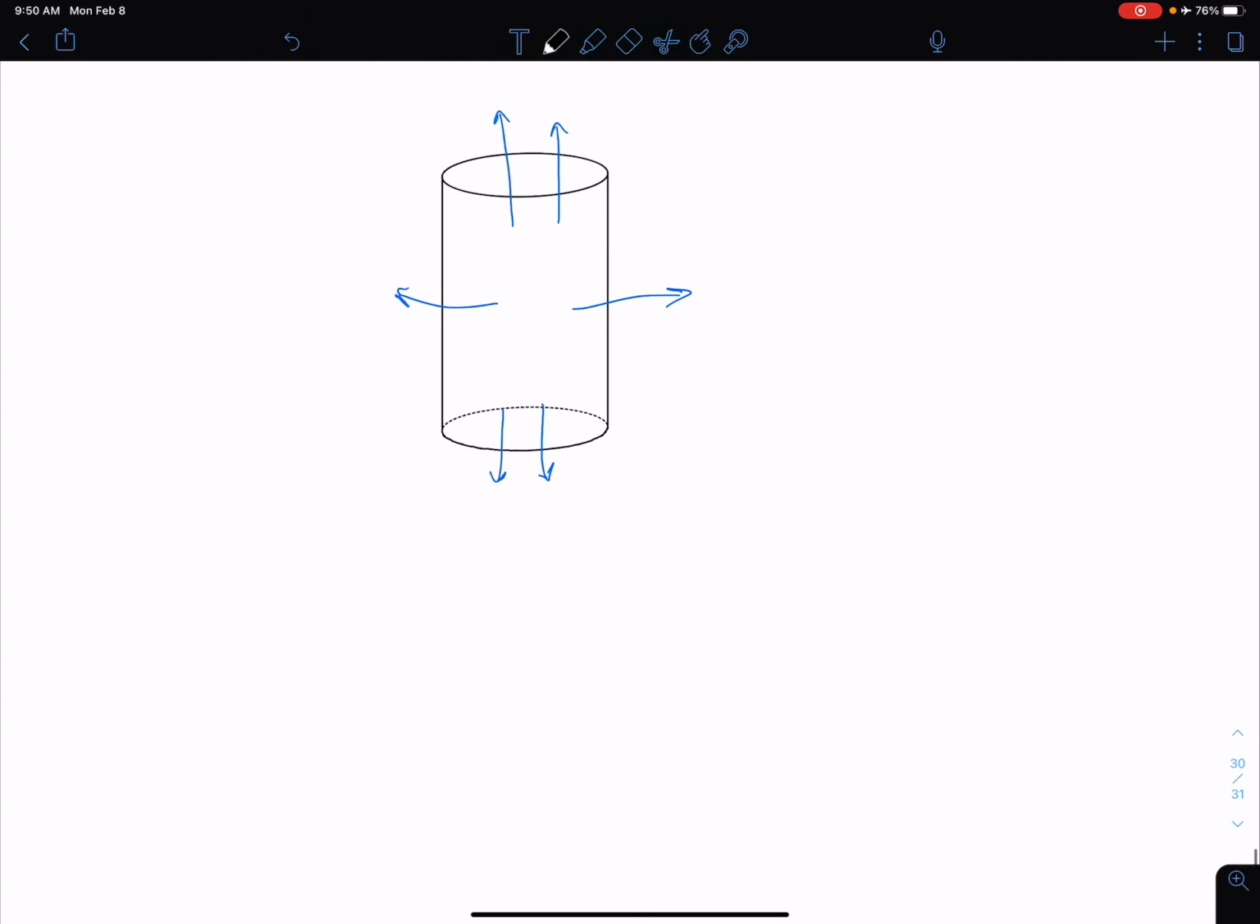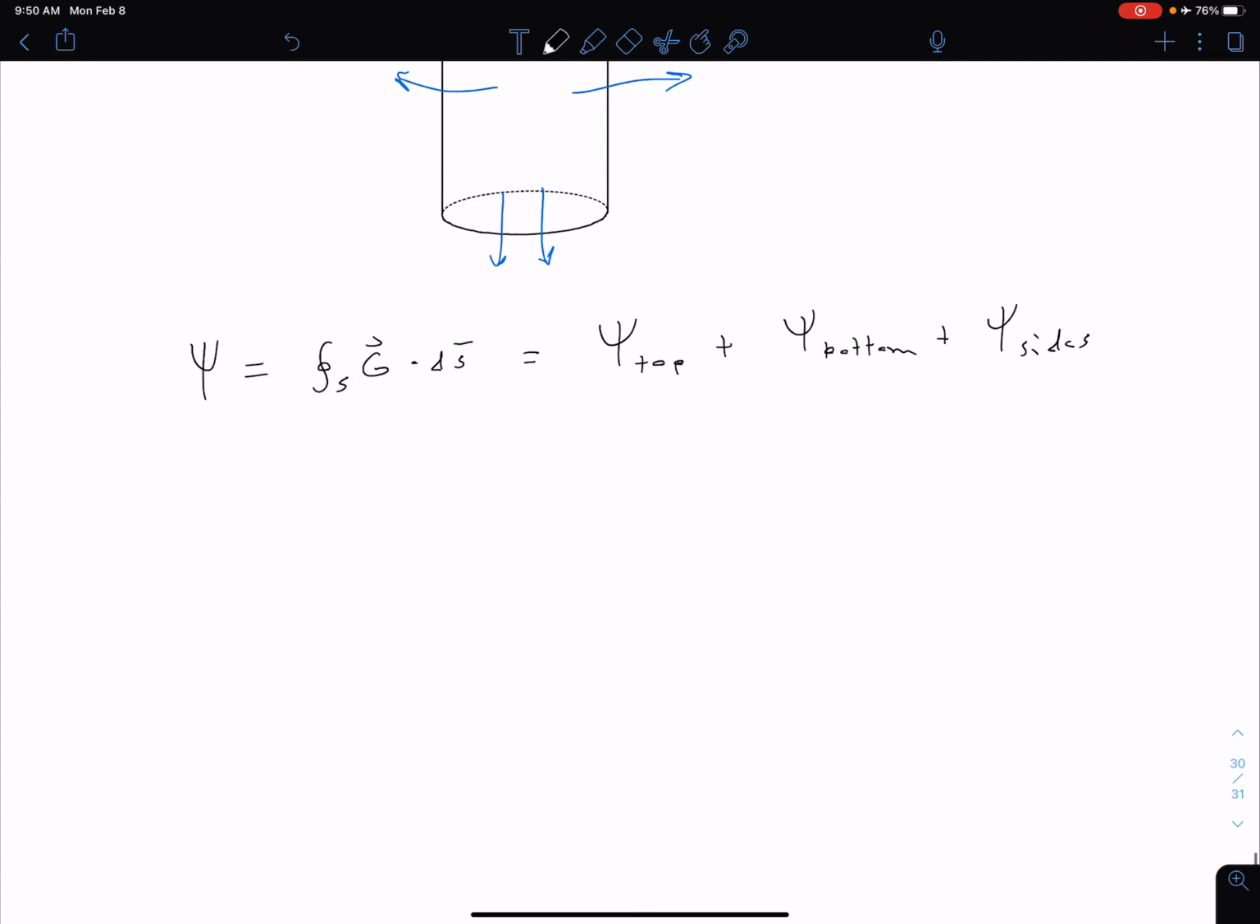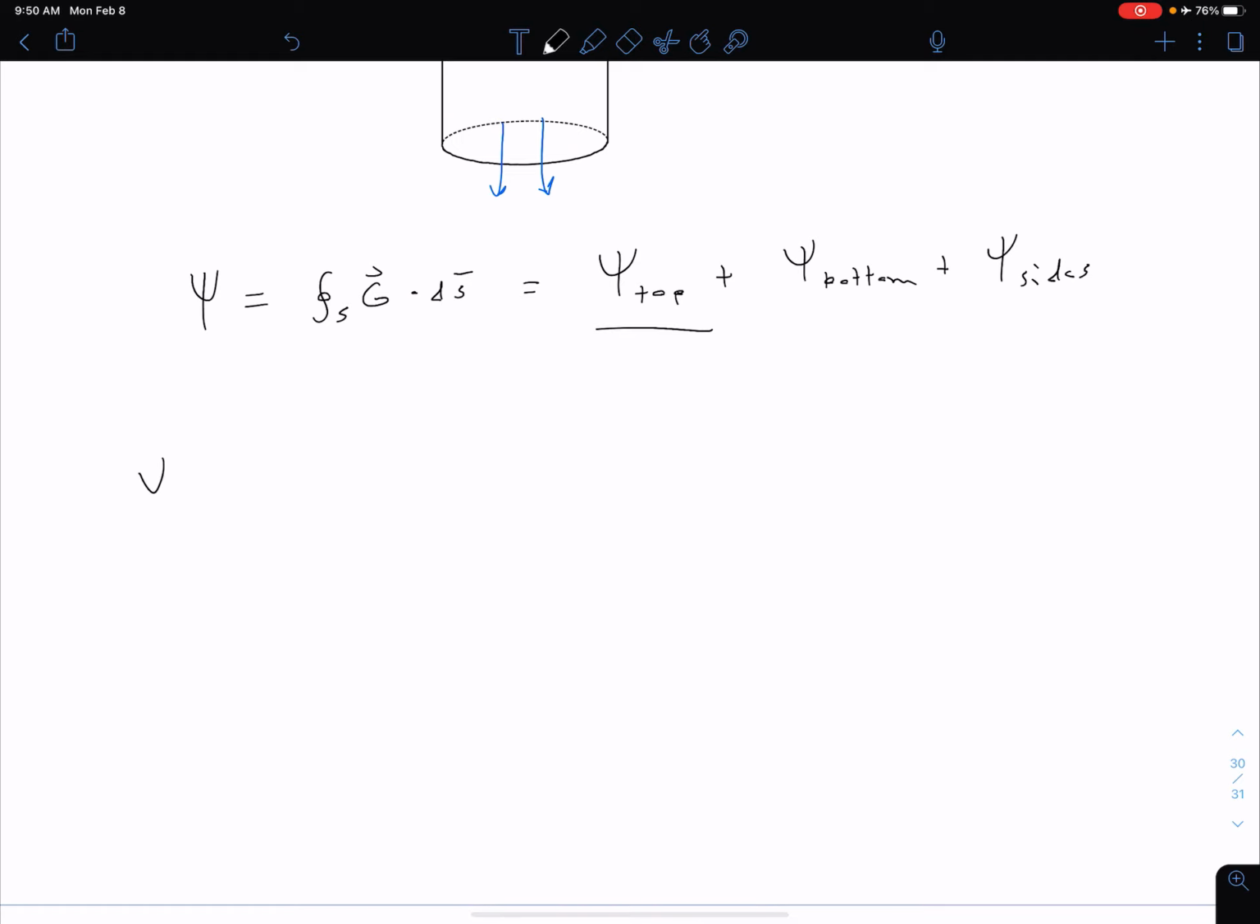So again, based on this drawing here, our outward flux, as we've talked about in a previous video, is our surface integral of G dot ds, and we're going to say that this is equal to the flux psi sub top plus our flux out the bottom, psi sub bottom, plus the flux out of our side. So we're going to end up doing three separate integrals here. Let's look first at our top piece, this part right here. The basic approach is we're going to do each one of these three, and then come back and add the three together.